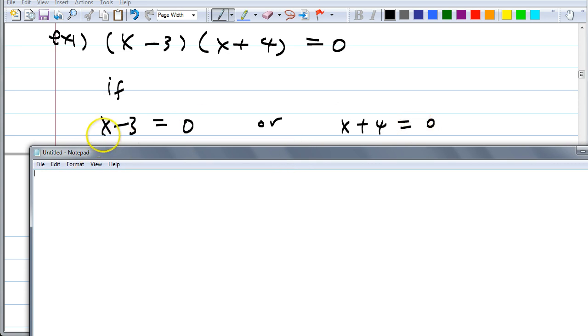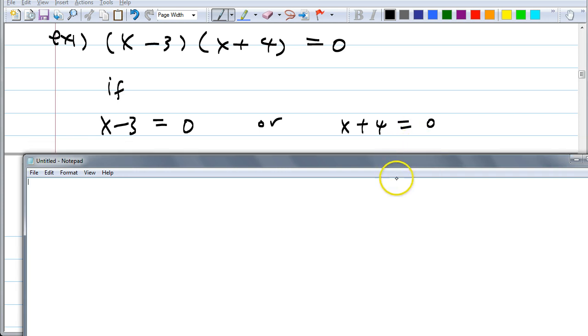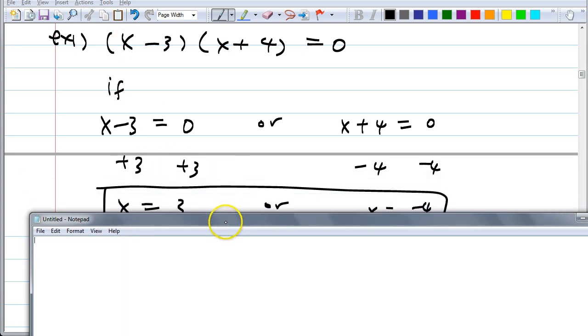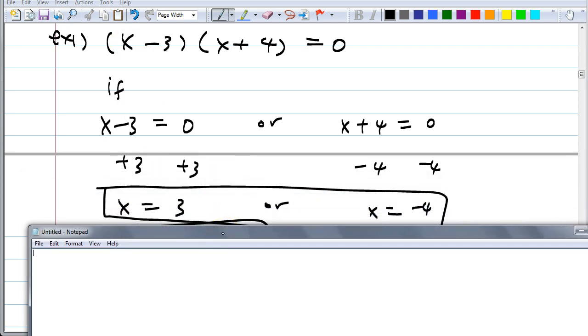Yeah, you do. How do you solve x minus 3 equals 0? When is this true? Oh, 3. Yeah, you add 3 to both sides. What about this one? You subtract 4 from both sides. So guess what? This time, how many solutions do you get? 2. This is true when x equals 3 or x equals negative 4.